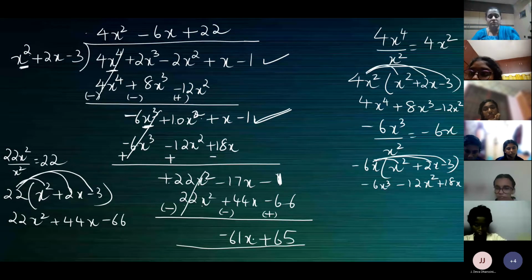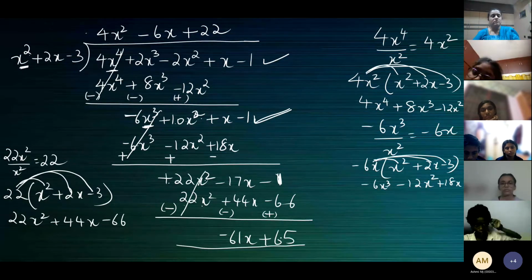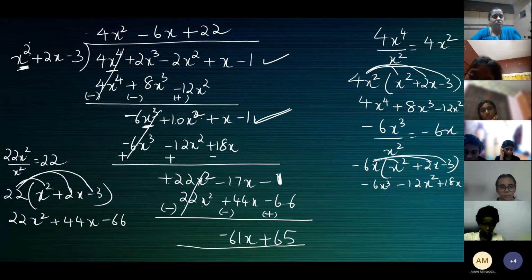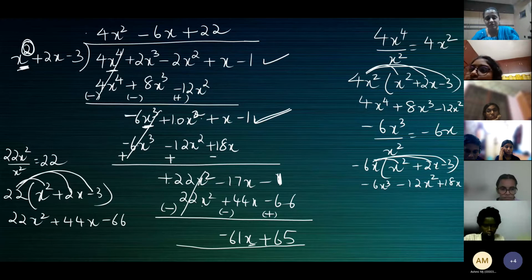Okay. So now this is the remainder because the degree of the divisor is 2. The degree of the remainder at this stage is 1. When the degree of the remainder goes less than the degree of the divisor, we need to stop the division process.